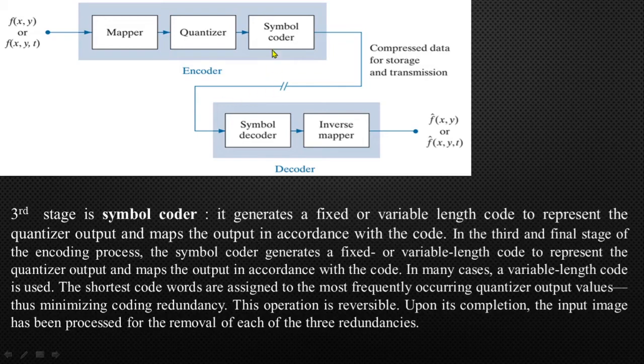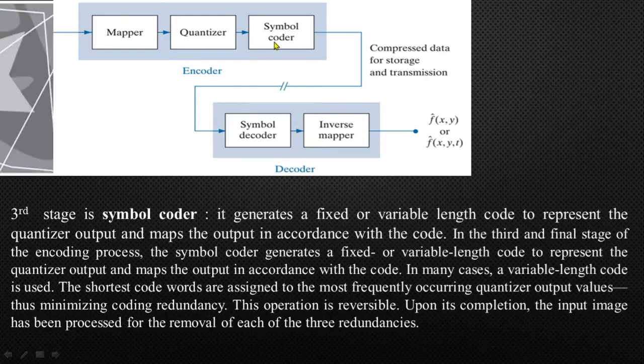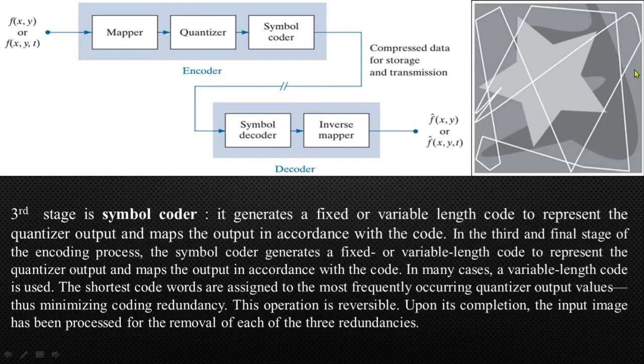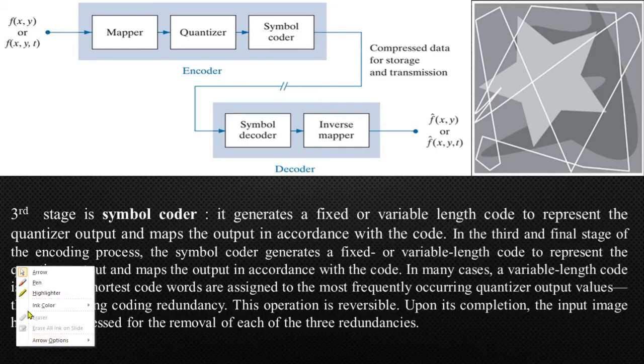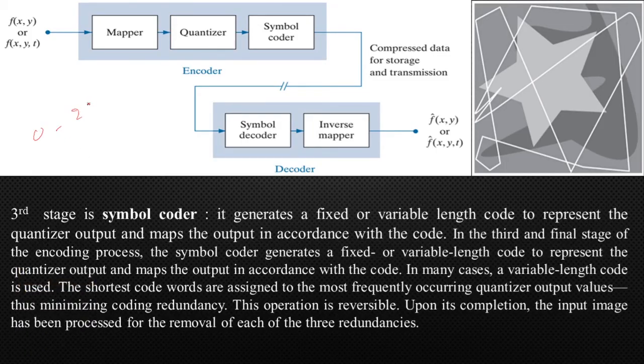Next one is the symbol coder. For example, in this image, it consists of only a few intensity levels. An image is represented from 0 to 255, that is 256 gray levels. In those total intensity levels, there may be only some intensity levels present in this image. Suppose, for example, there are only 10, 100, 200.